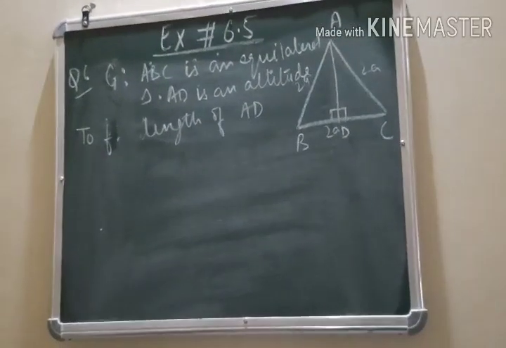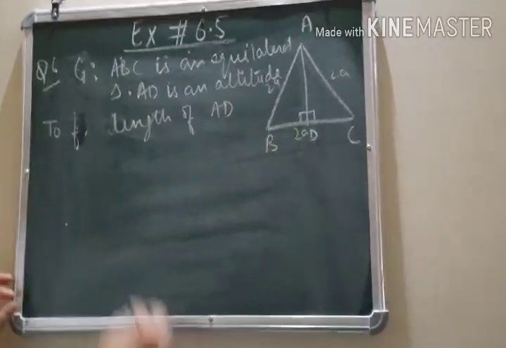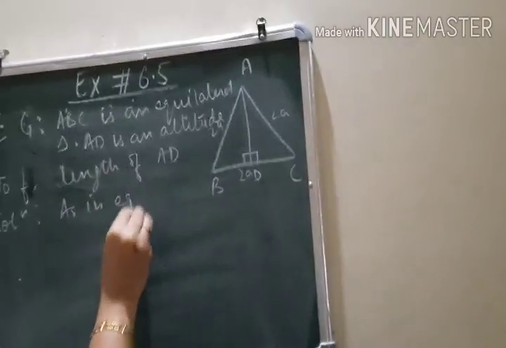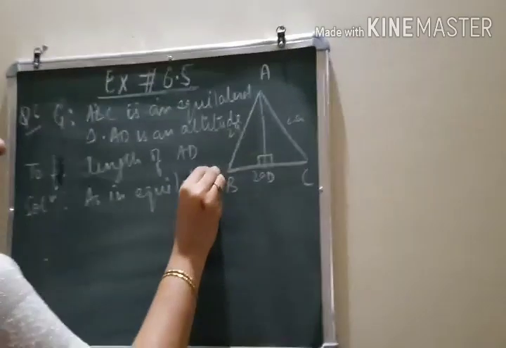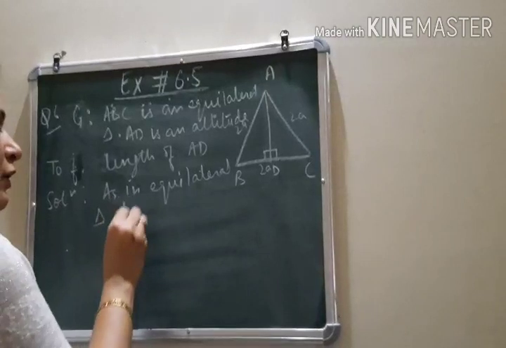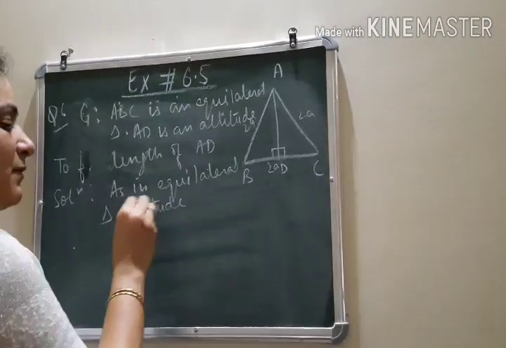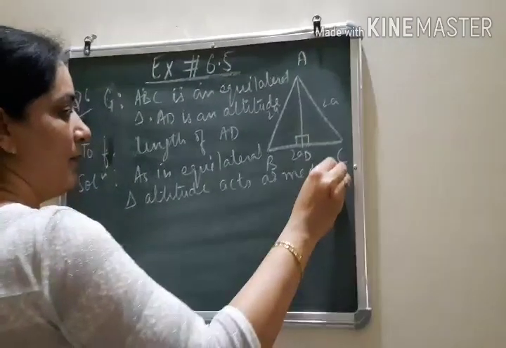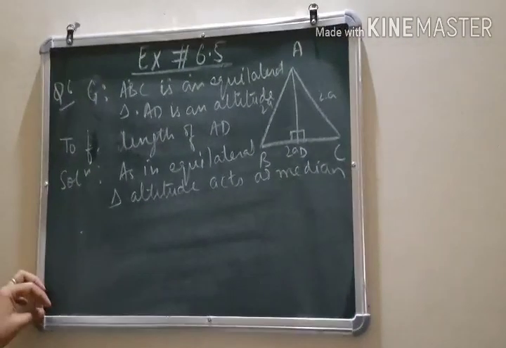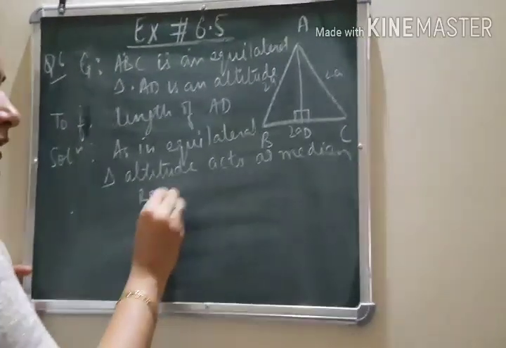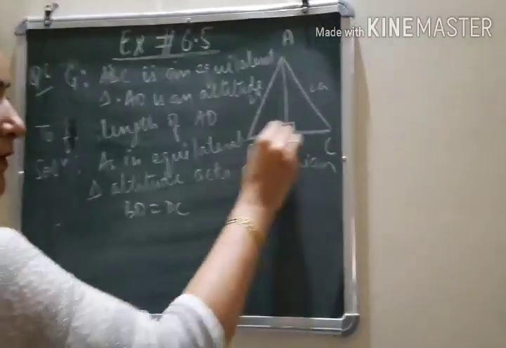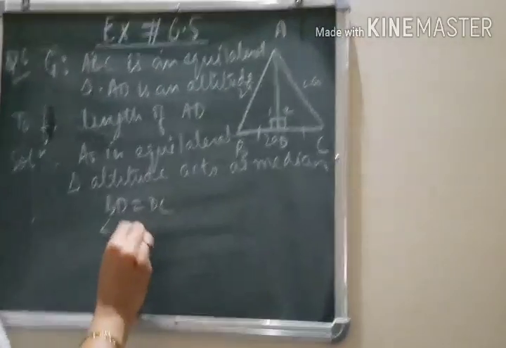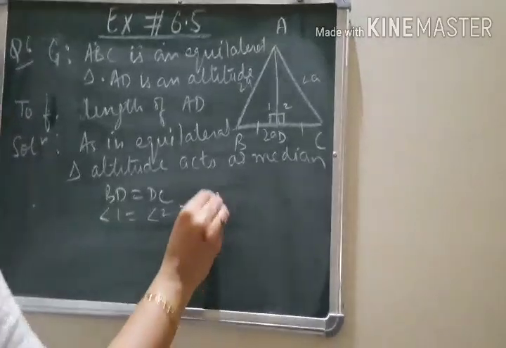Now in an equilateral triangle, altitude acts as median also. We have done this in class 9th, that in an equilateral triangle, altitude acts as median. Therefore, what will happen if it is a median? Median means it divides the base in two equal parts. So BD and DC will be equal. Also, angle 1 and 2 will be 90 degrees because it is an altitude.